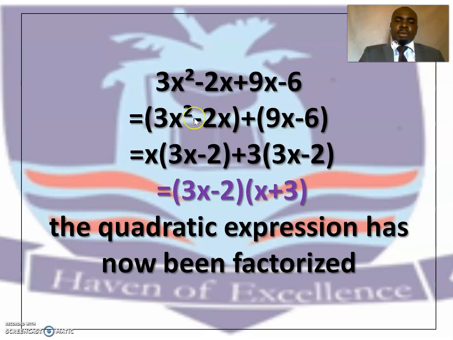What's our common term here? We have x here and x here. So we factor x out and we'll be left with 3x minus 2. And here we can factor out 3 to get 3x minus 2 as well. So 3x minus 2, both common factors will lead us to factorizing this expression into 3x minus 2 multiplying what is left, x plus 3. So this expression has now been factorized fully by grouping. And this is the way we deal with quadratic expressions. This is the way we factorize quadratic expressions.